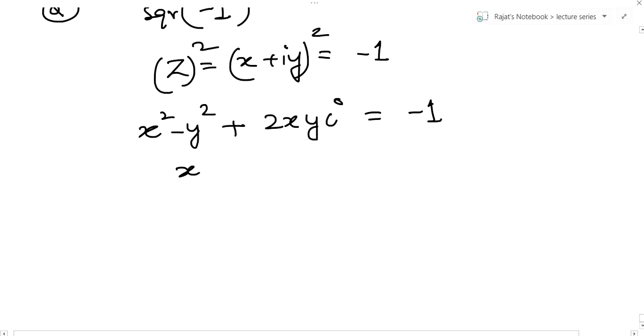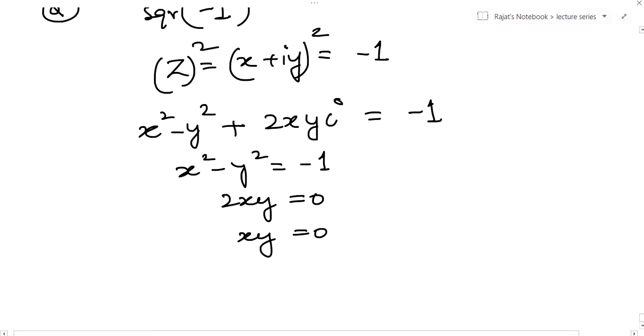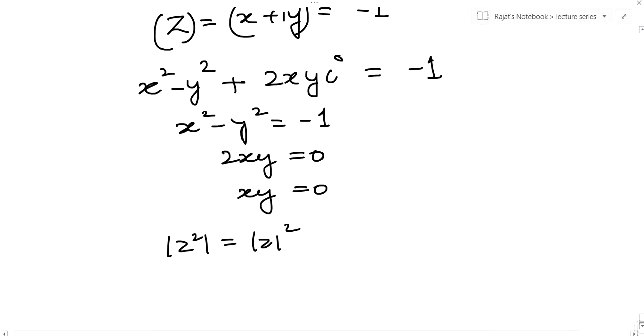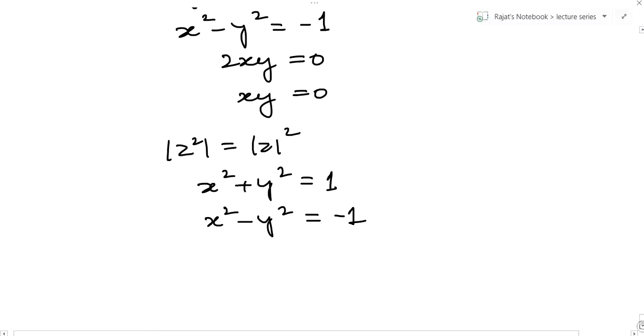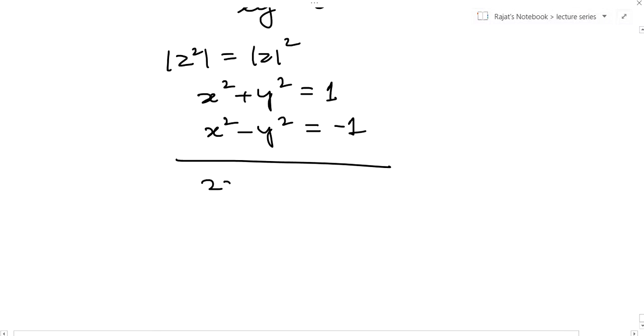Okay, so x square minus y square is equal to minus 1, the real part, and the imaginary part is 0. So xy is equal to 0. Again, using mod of z square is equal to mod z square, we'll get x square plus y square is equal to 1, and x square minus y square is equal to minus 1. Using these together, we get 2x square is equal to 0, or x is equal to 0.